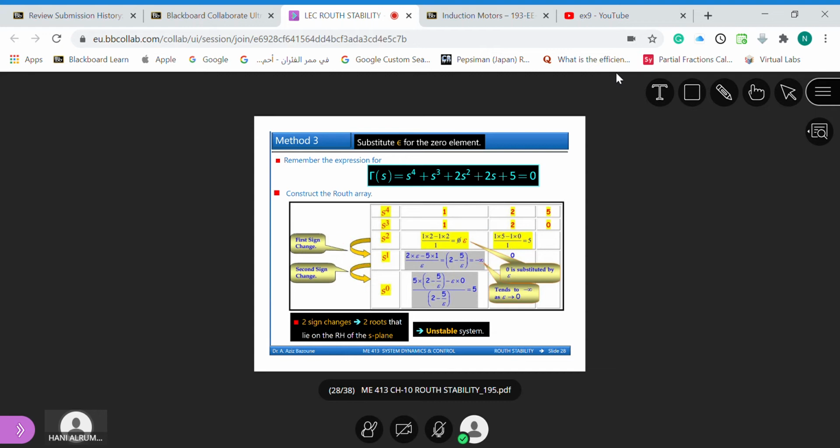Doctor, even if we have only one sign change, we will have an unstable system, right? Of course. No, we have two sign changes. It's impossible to have one sign change. It goes from positive to negative, and then we have to go back to positive and then negative again. For a physical system, it cannot happen. This is always the case: we have two sign changes. Okay, thank you. Any questions, Shabab?